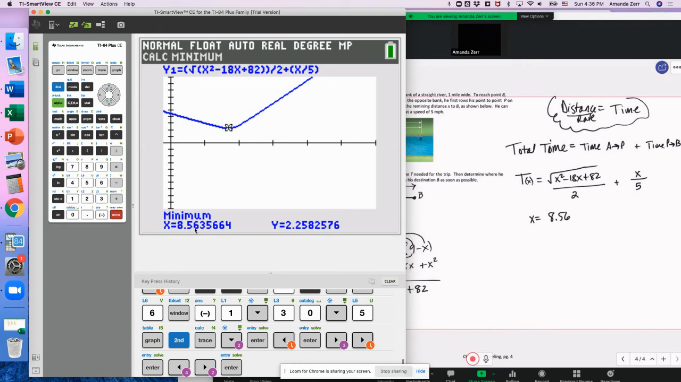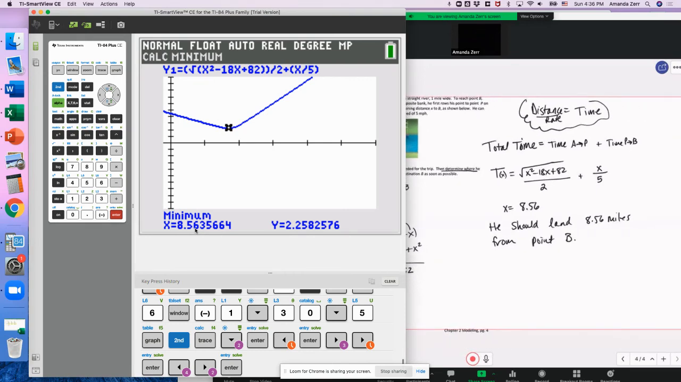Okay, so what does that actually mean? Determine where he should land. Okay, so he should land 8.56 miles from point B. All right, and then I can show evidence of my work where I can show this graph.